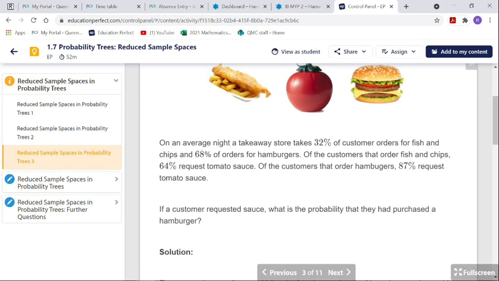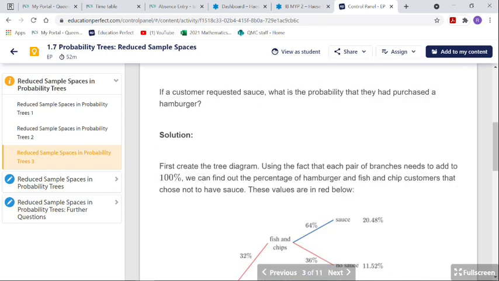But you have to remember, they requested sauce. Some of them ordered fish and chips and requested sauce. Some of them ordered hamburger and requested sauce, right? So we have two different categories of people who requested the sauce. What is the probability they purchased a hamburger? So purchasing a hamburger is what we're looking for.